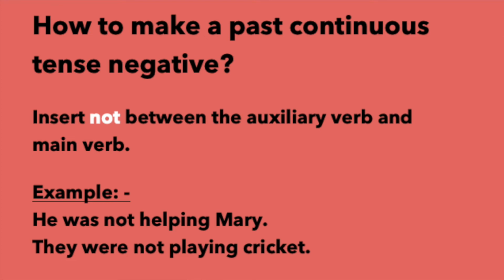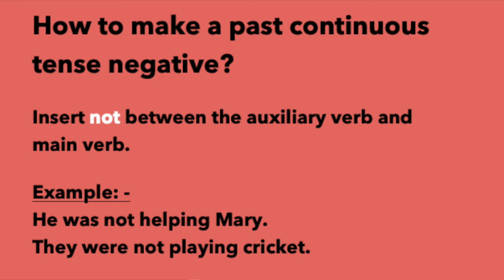To make negative sentences, we insert not between the auxiliary verb and the main verb. For example, he was not helping Mary. They were not playing cricket. You can see the word not inserted between the auxiliary verb and the main verb in these examples. See the first example. He was not helping Mary.